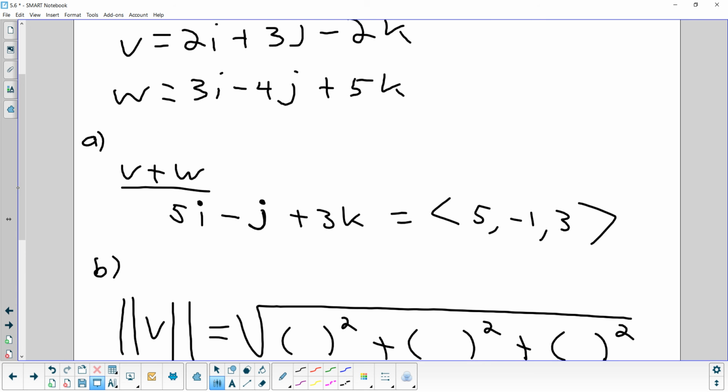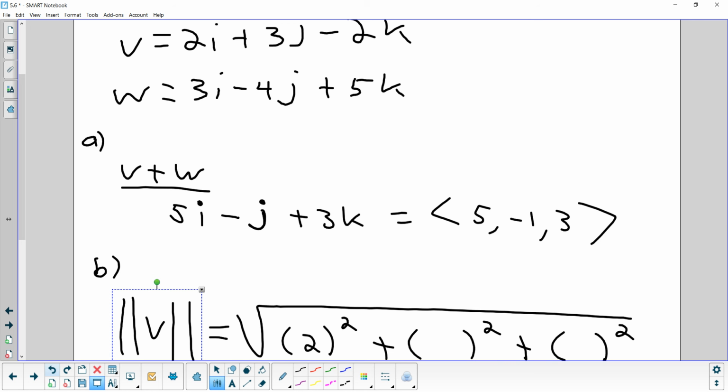V plus W. Okay, so we're not finding the magnitude of V plus W. We're just finding the magnitude of V. So 2. Yep. So we don't need this last answer anymore. We can forget about that last answer. So the magnitude of V, we're going to have 2.